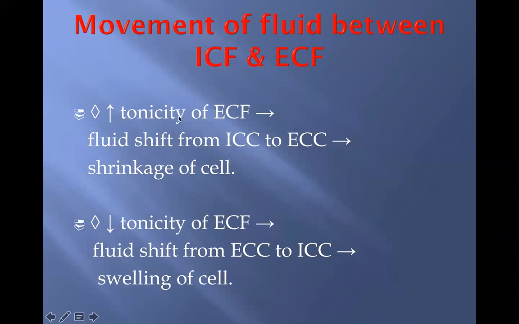Here the tonicity means the osmolarity, with a little difference we will talk about later, but here the increased tonicity means increase in the osmolarity, which leads to the fluid shift from intracellular compartment to extracellular compartment. And this leads to the shrinkage of the cell. Why? Because the fluid leaves the cell towards the extracellular compartment, so there will be cell dehydration or cell shrinkage.